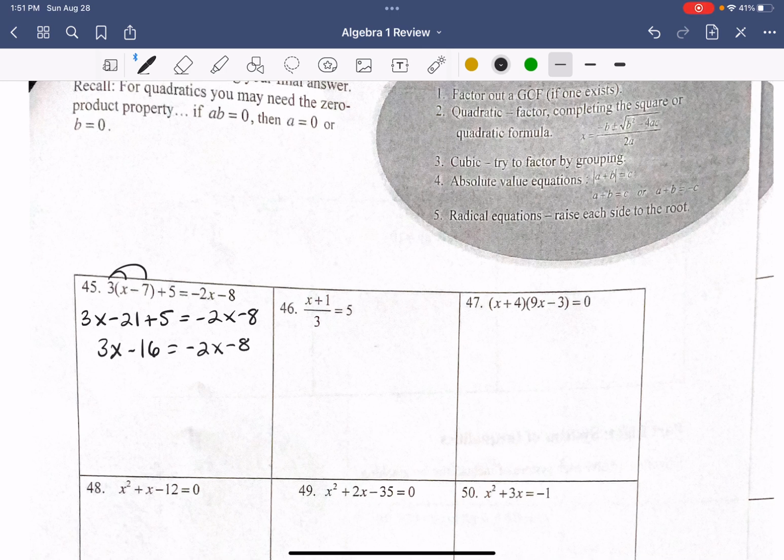Now I need to combine like terms across my equal sign. So if it helps to draw that line down the equal sign, go ahead and do that. I'm going to add 2x to both sides.